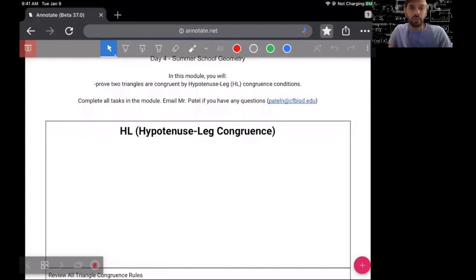In this module, we're going to be talking about the last method of proving that two triangles are congruent, and it's through this method called hypotenuse-leg. HL is how it's abbreviated. So let's talk about what that means.